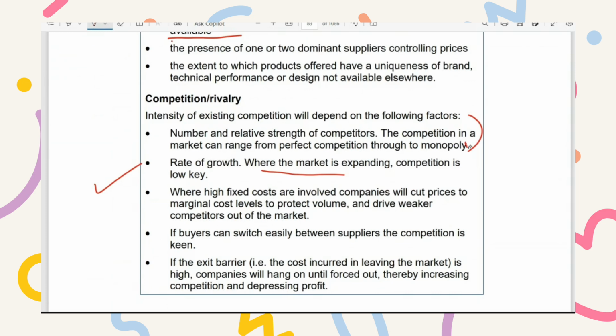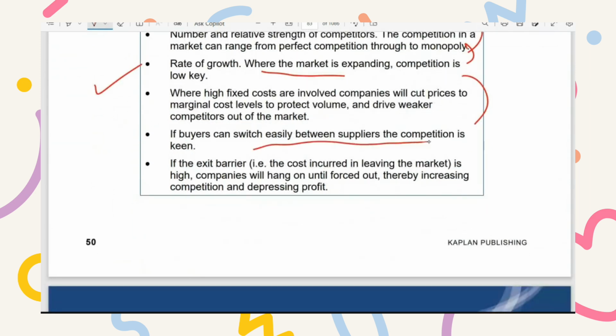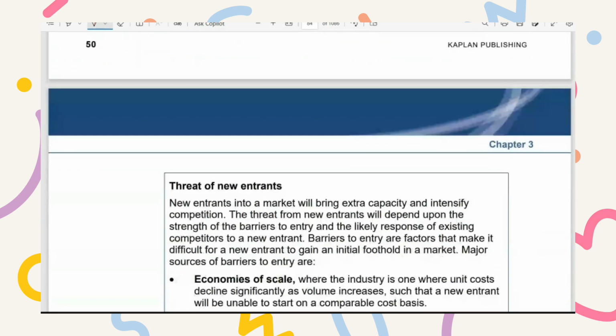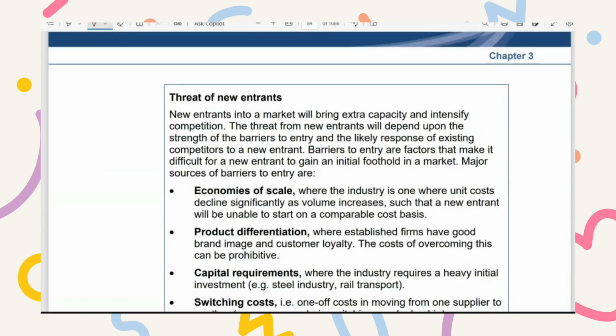Competition rivalry: the number and relative strength of competitors, how many competitors there are, the rate of growth, whether the expanding competition is low key, and whether high fixed costs are involved. If it is a high-key business where competition is very high or expenses are very high, you have to see all these factors. If buyers can switch easily between suppliers, competition is keen. If the exit barrier, the cost incurred in leaving the business market, is high, competition will hang on until forced out. These points are also important to note.